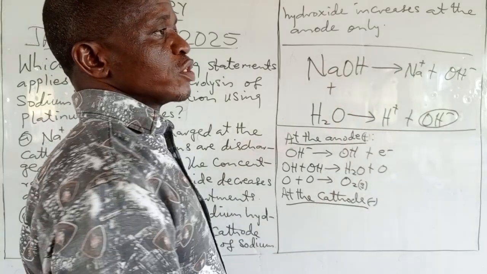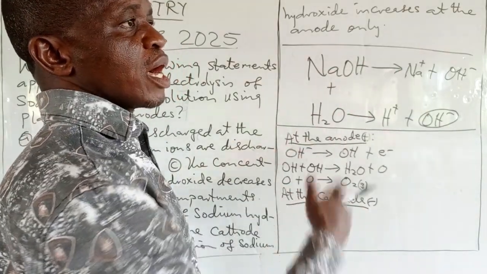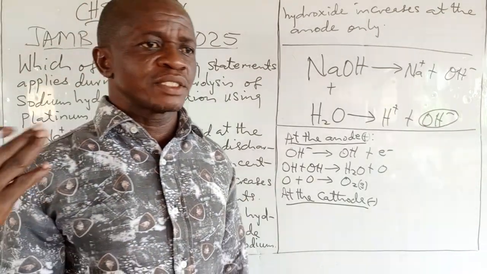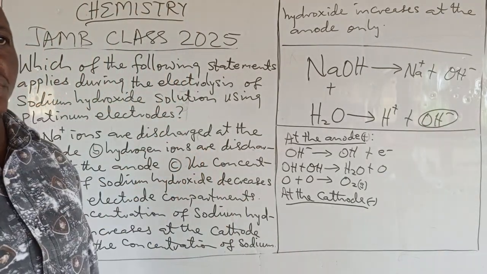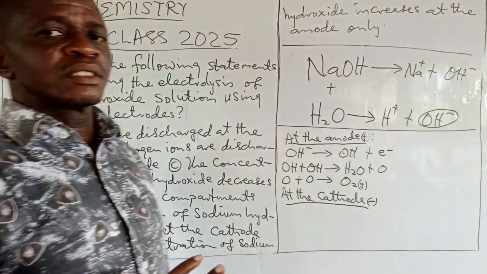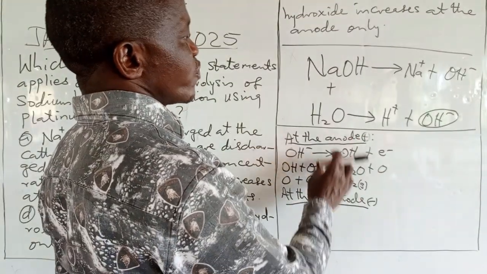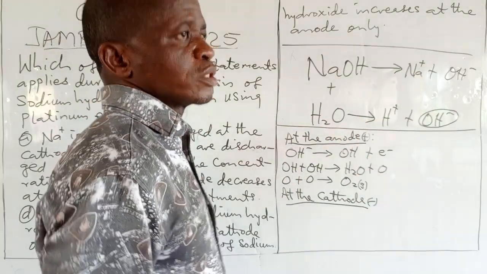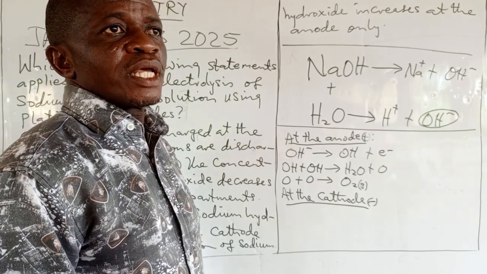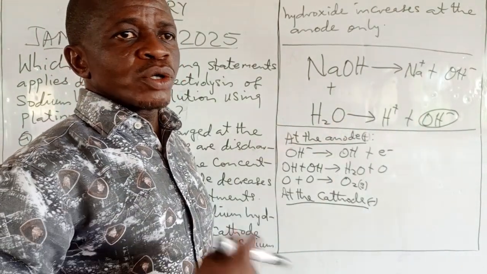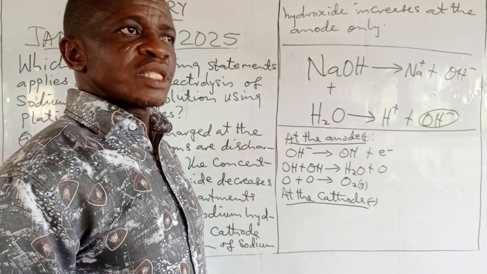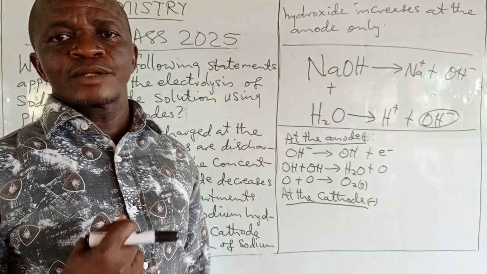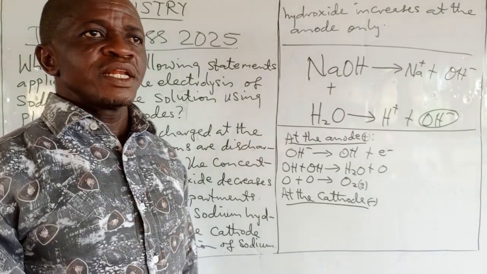If you consider their position, remember they are using inert electrodes, which is platinum. They have told you that they are using platinum electrodes, meaning they are what? Inert. Inert means they cannot influence the decision of the ions. So they will stay quietly and allow the ions to struggle on who should be discharged and who should stay among themselves. So sodium will say, I am highly electropositive, so I will remain in the solution.